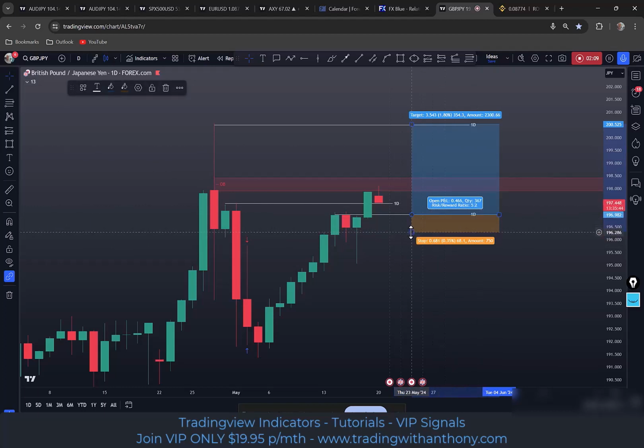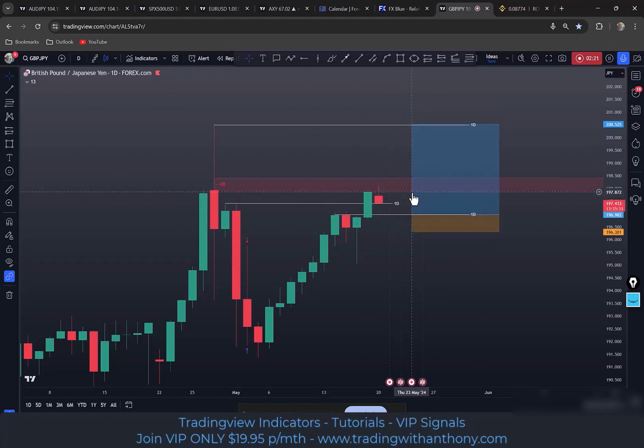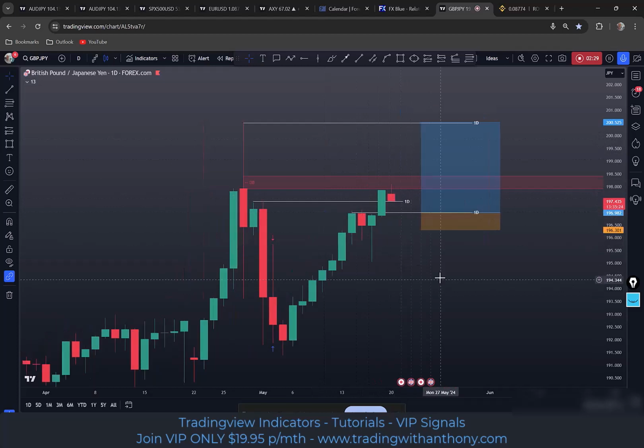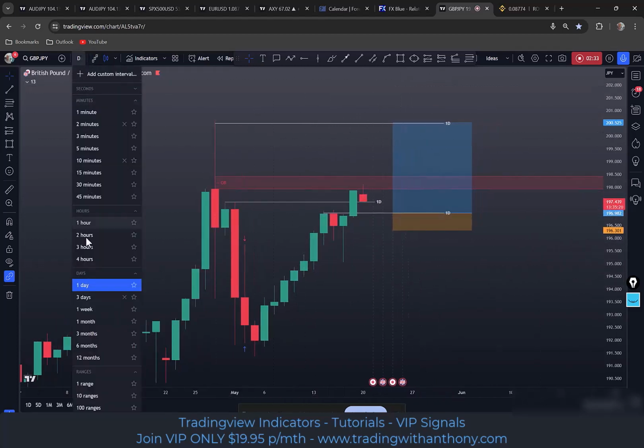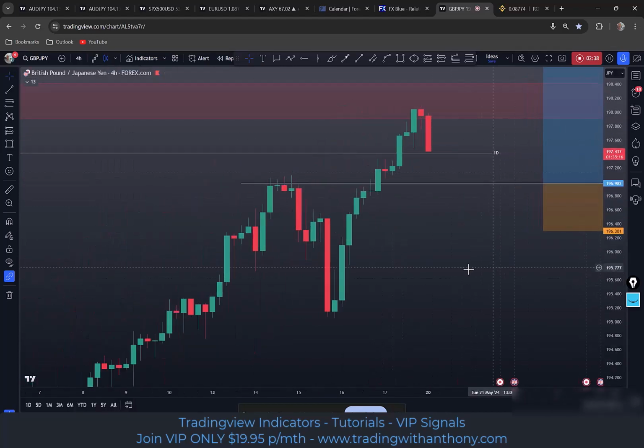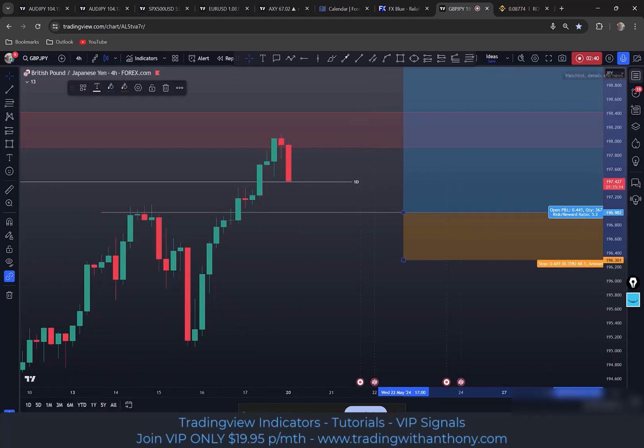We'll call it a 5R. That's nice. And you could look to take partials off at 1R, pull a stop loss up to break even and trail it, right? That's if that gets filled, and that could take a day, 2, 3, could take a week. Daily time frame. Now we're going to go down to the 4-hour, get a bit closer to this, and here's a 4-hour idea. I'll just keep that one aside.